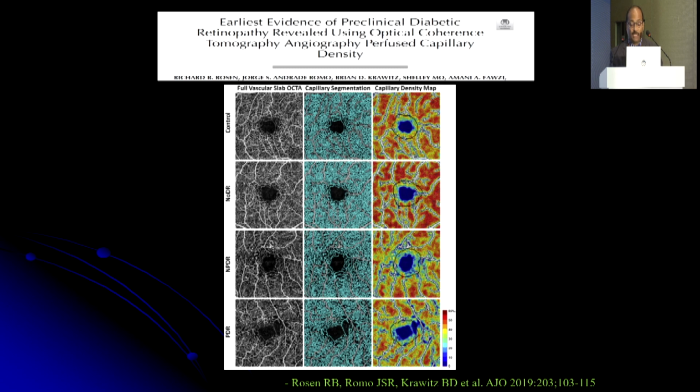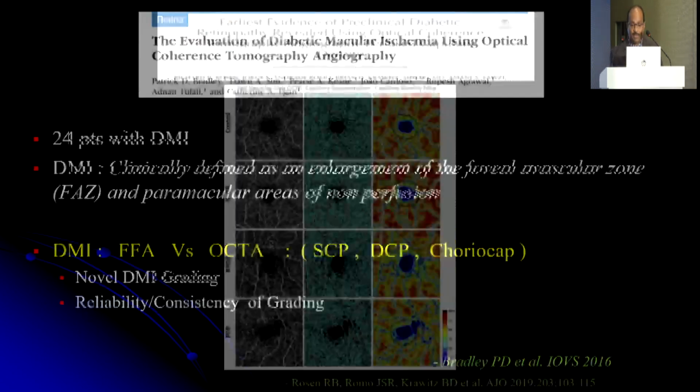So in controls, you can see the red area on the far right panel, which is the capillary density map. That increases in diabetics without diabetic retinopathy. So perhaps in this little twilight zone, there is an increased metabolic push to increase the vascularity because the retina is sensing changes. But as it moves into organic pathology, from no DR to NPDR to PDR, that perfused capillary density is now dropping off slowly. So you can see that red is going and becoming yellow.